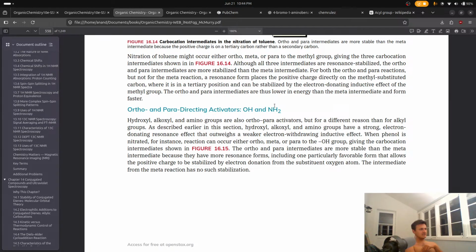When phenol is nitrated, for instance, a reaction can occur in either ortho, meta, or para to the hydroxyl, giving the carbocation intermediates shown in the picture. The ortho and para intermediates are more stable than the meta intermediate because they have more resonance forms, including one particularly favorable form that allows the positive charge to be stabilized by electron donation from the substituent oxygen atom.